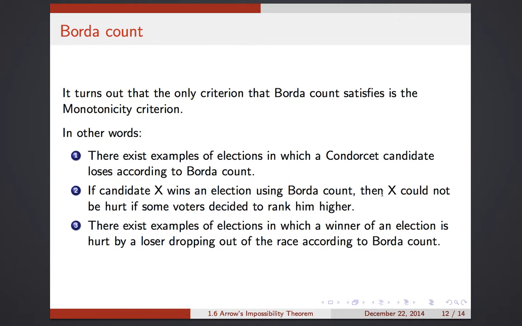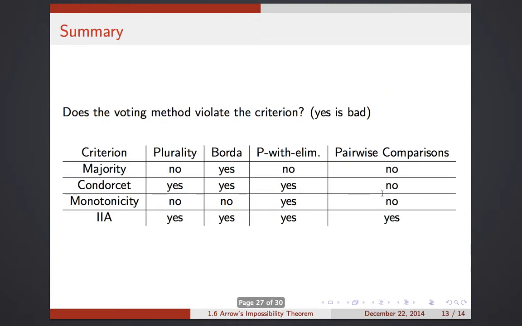Yeah, as it says here, if candidate X wins an election using Borda, X could not be hurt if people decided to rank him higher. So Borda count satisfies the monotonicity criterion. And if you think about it, that makes sense, right? Because if you move a candidate higher in the rankings, the candidate now gets more points, right, in Borda count. Borda count's a point system. If you rank somebody higher, they can only now get more points. So no, you cannot hurt somebody by moving them up using Borda count.